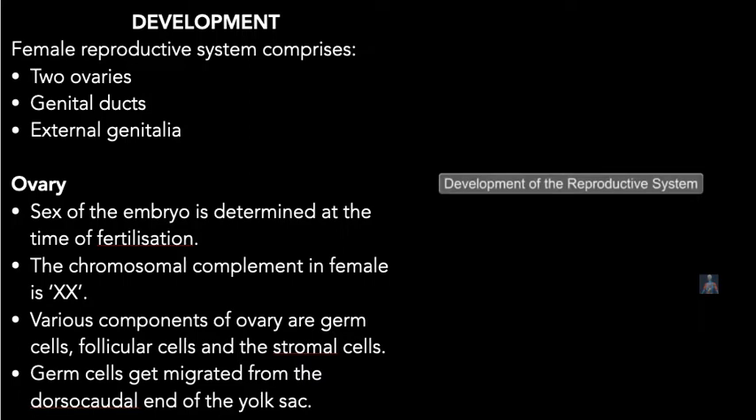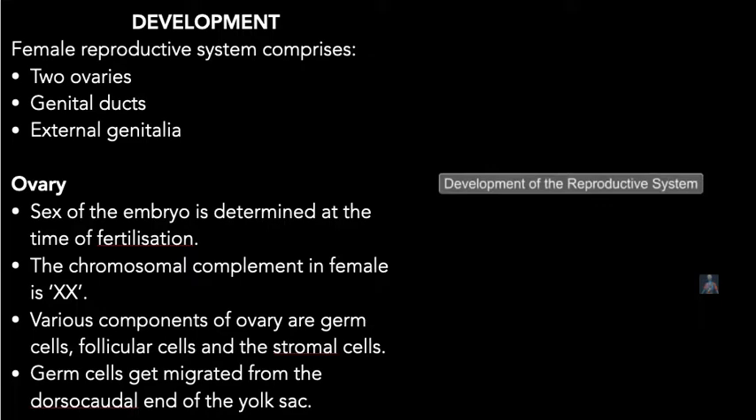Now, the development of the female reproductive system. The female reproductive system comprises basically the two ovaries, the genital ducts, and the external genitalia. Right. So, coming to the ovary, sex of the embryo is determined at the time of the fertilization.